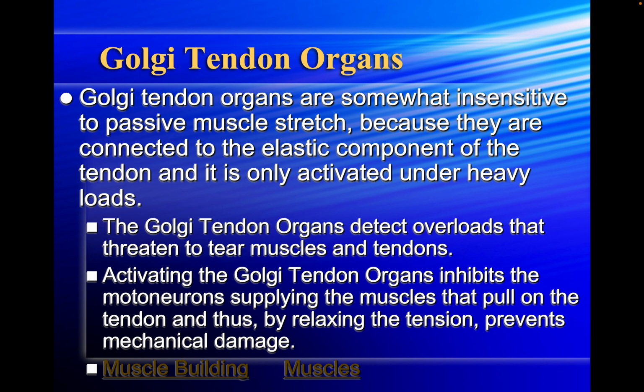Golgi tendon organs are somewhat insensitive to passive muscle stretch because they are connected to the elastic component of the tendon and are only activated under heavy loads. Golgi tendon organs detect overloads that threaten to tear muscles and tendons. Activating the Golgi tendon organs inhibits the motor neurons supplying the muscles that pull on the tendon, and thus by relaxing the tension prevents mechanical damage. And of course, it would tell you to stop lifting the weight.